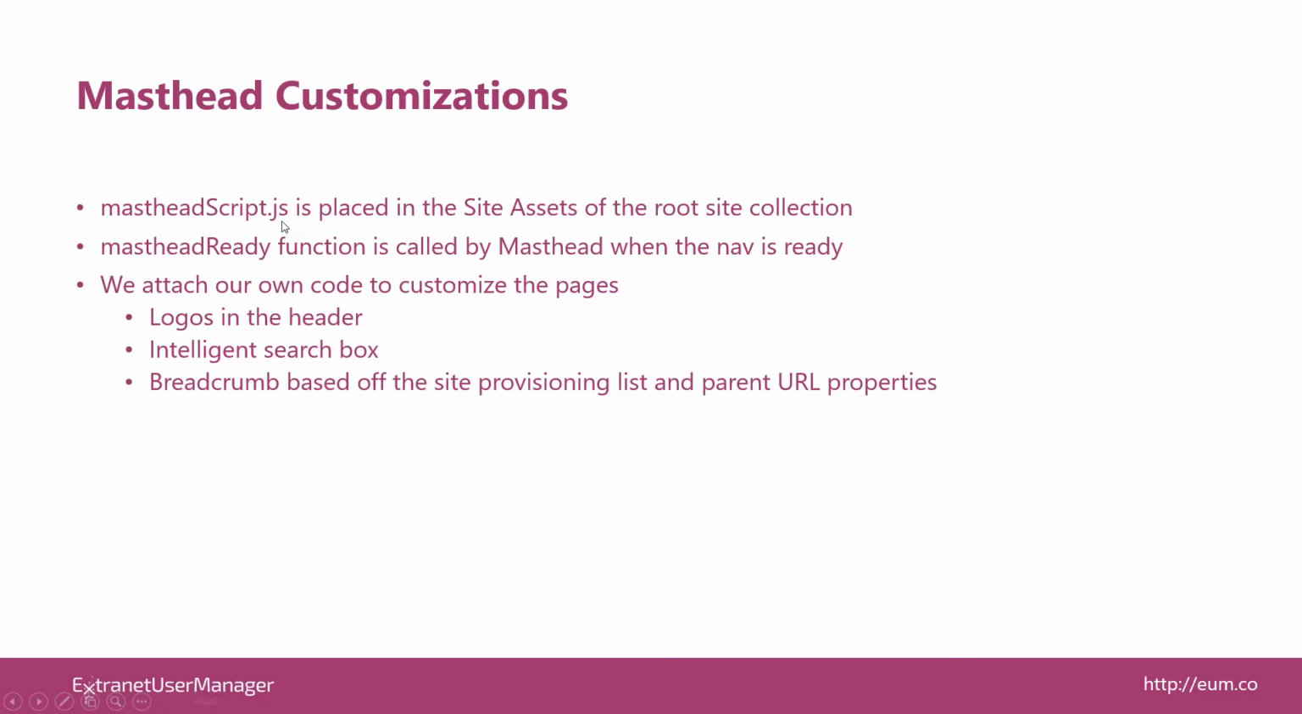So that's really it there. We've added in our script file here. There's a function that gets called when the nav is ready. We drop our logos in there, we change the search box, and we build out the breadcrumb with a little bit of client-side calls back to that list to figure out what the parent URL properties are.